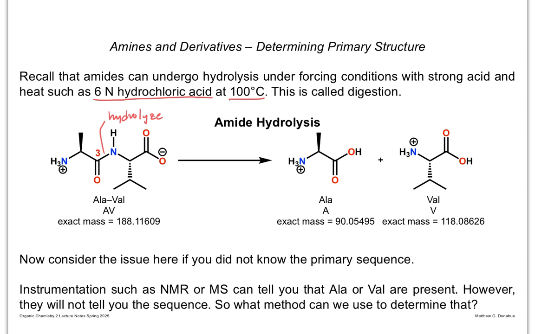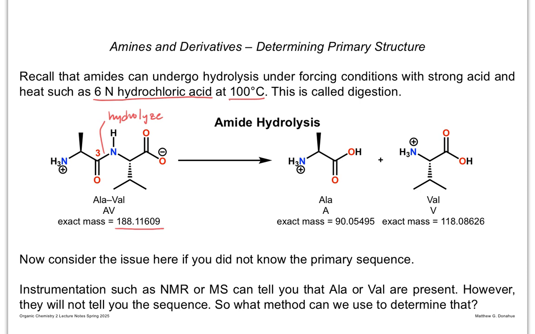So when we do that with this AV dipeptide, we can calculate that it has an exact mass of 188.11609. That in and of itself is a way to determine what amino acids are present, but it doesn't really tell you the sequence. When we hydrolyze it, we'll find that we end up with alanine and then valine.